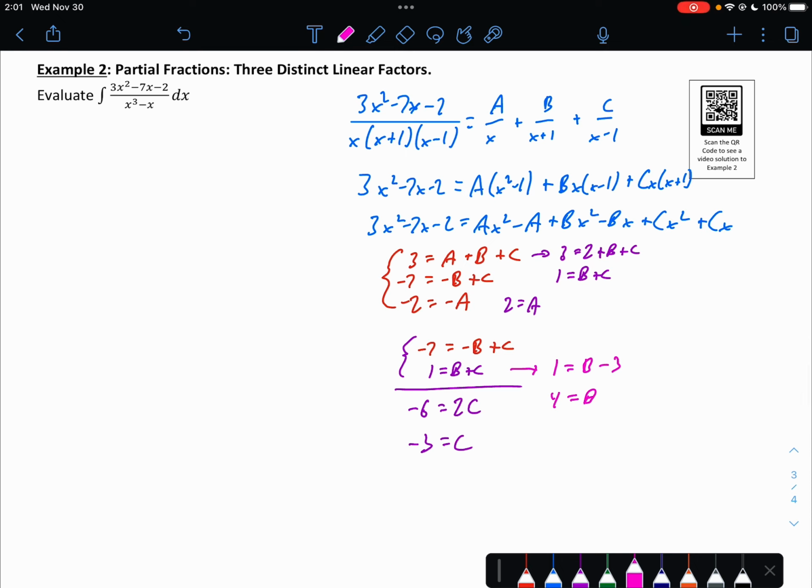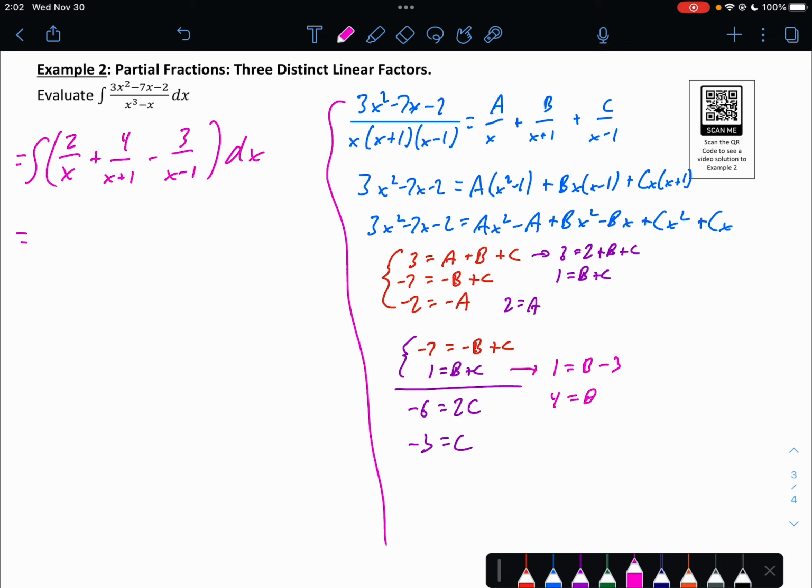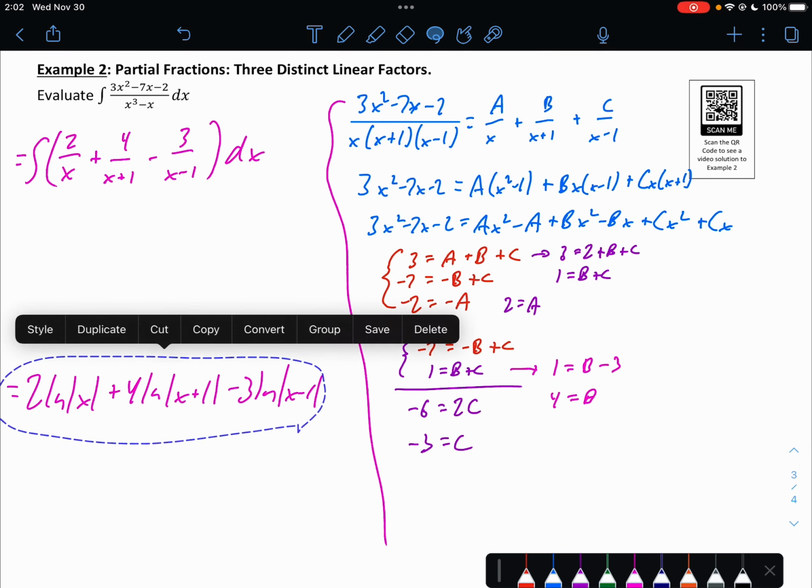All right, so now I can set up my integral here as 2 over x plus 4 over x plus 1 minus 3 over x minus 1. So my integral is going to be 2 ln x plus 4 ln x plus 1 minus 3 ln x minus 1 plus c.